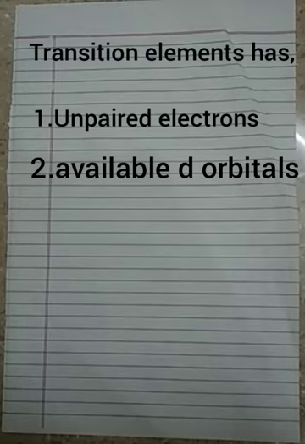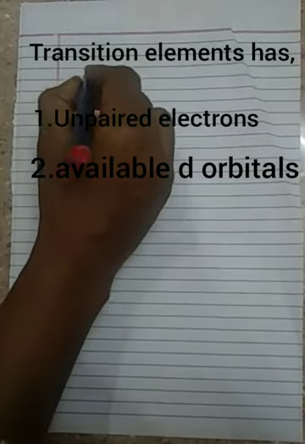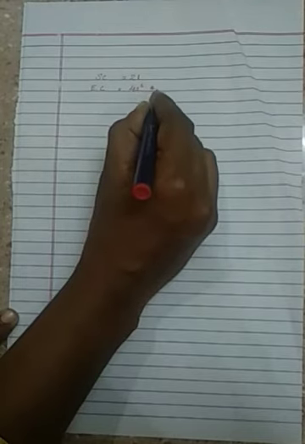With the use of those empty d orbitals, d block elements can make a new bond with the reactant molecule. For example, consider scandium, atomic number 21. Outer electronic configuration 4s2 3d1.